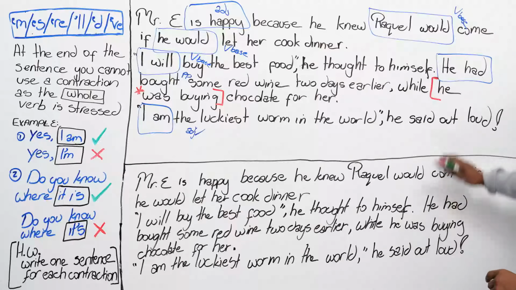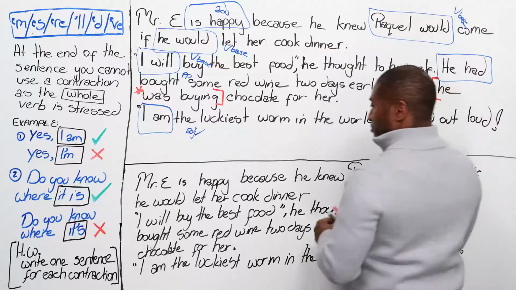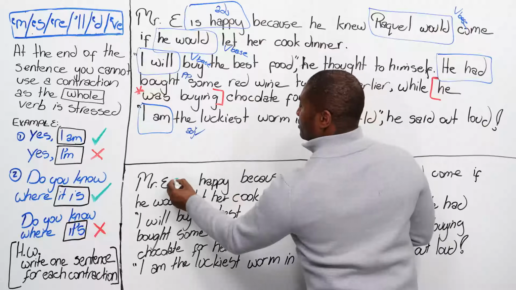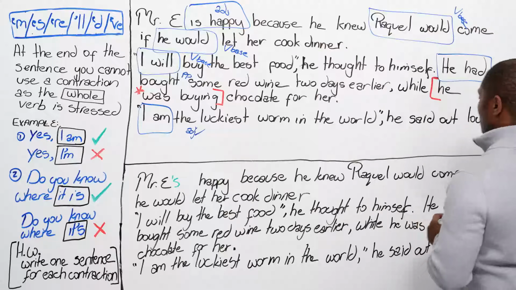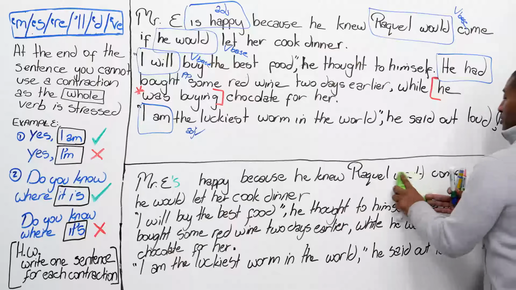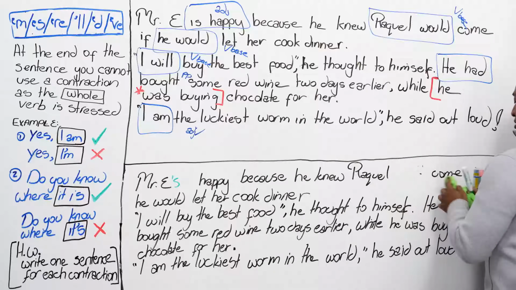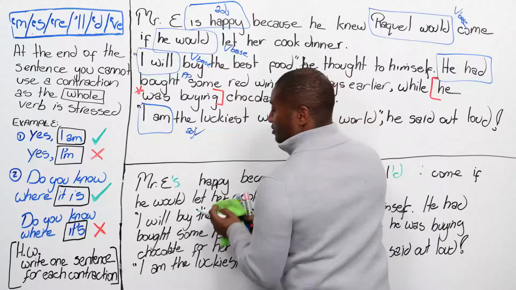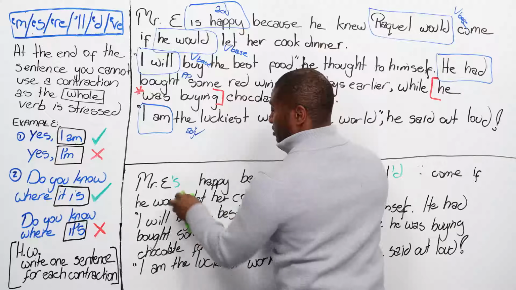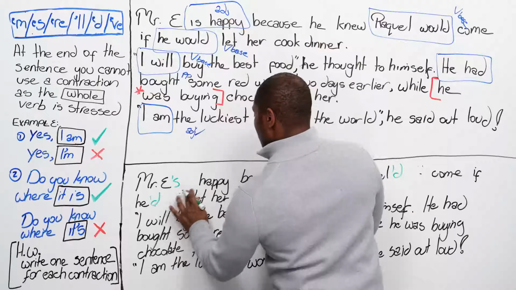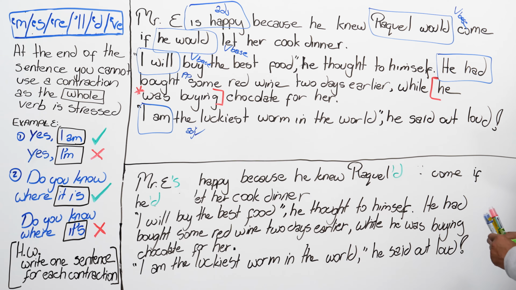Now let's say I'm going to change this down here, and why I mark this in red, in case you're a little confused. So the first thing is, Mr. E's happy. Mr. E's happy because he knew, we're going to get rid of this part. Oops, big cloth here. Raquel would come if he'd, we can get rid of this for the would, right? And we could put he'd, because Raquel would come if he'd let her, Raquel would come if he'd let her cook dinner.